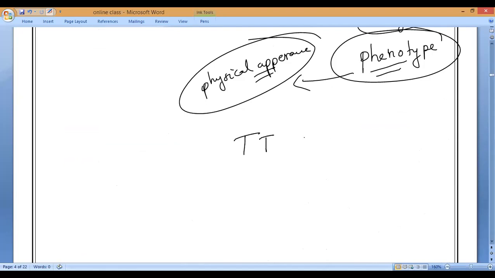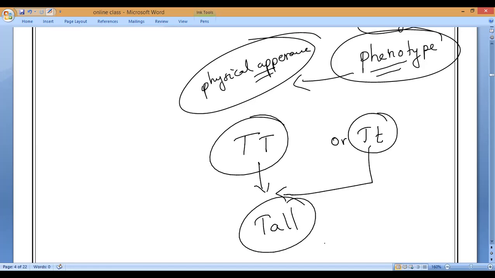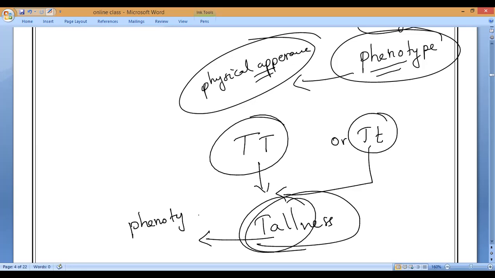Tall plant means either capital T capital T, or capital T and small t. Now you tell me, this is the characteristic which appears in these cases. Both cases are tall. Tallness, we will say. So this tallness, what do we call it, genotype or phenotype? Phenotype. It is called phenotype.